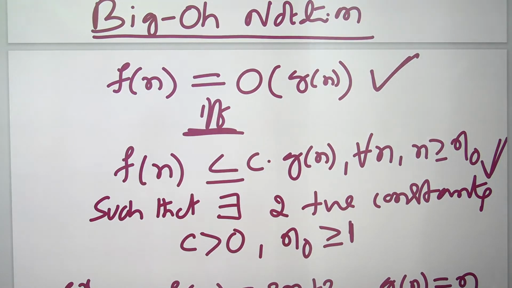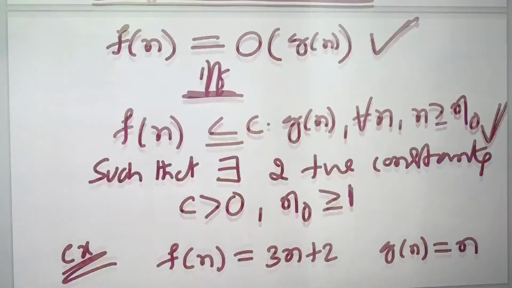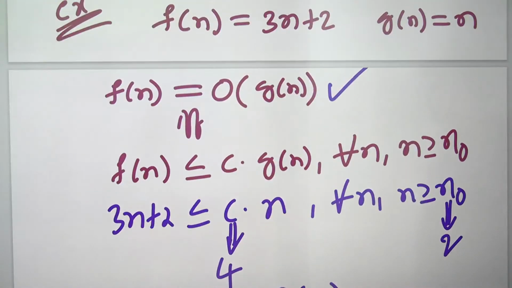I have written the big O definition. If you want to say f of n is big O of g of n, you have to prove that f of n is less than or equal to some constant c into g of n, for all n greater than or equal to n0, such that there exist two positive constants c greater than 0 and n0 greater than or equal to 1. That is the definition.